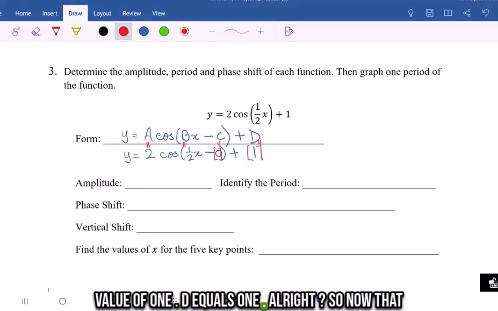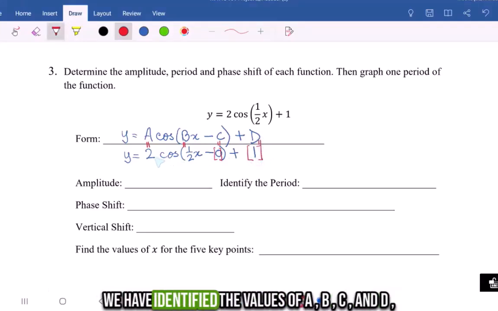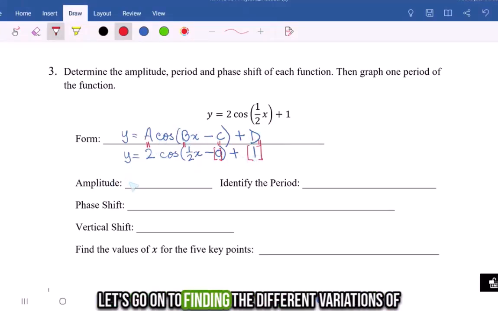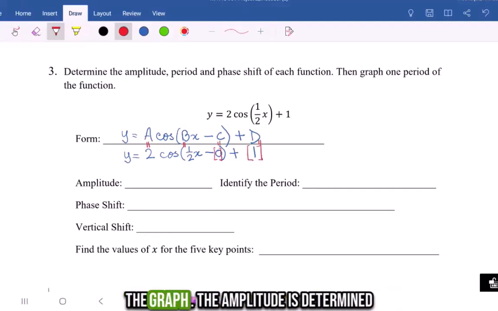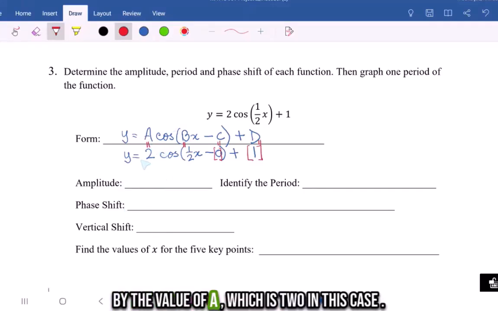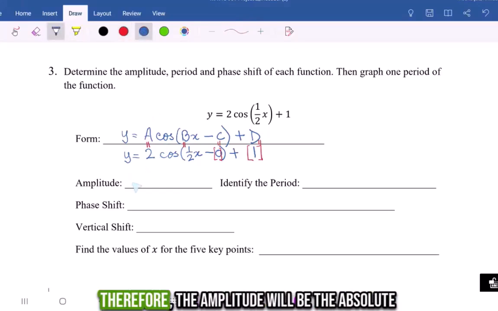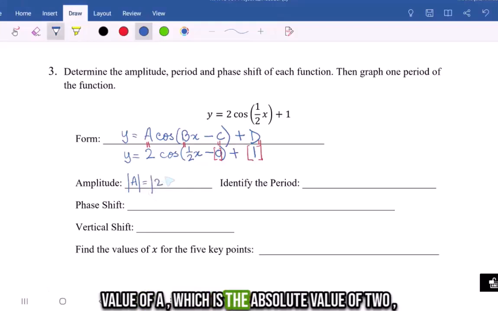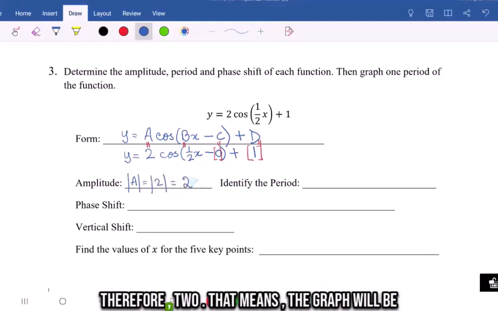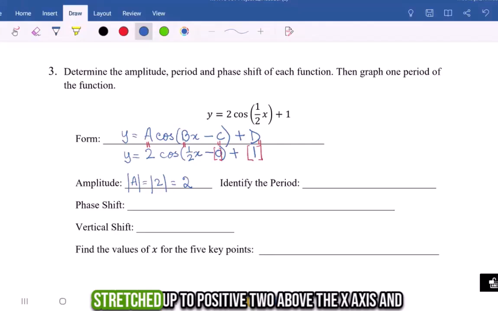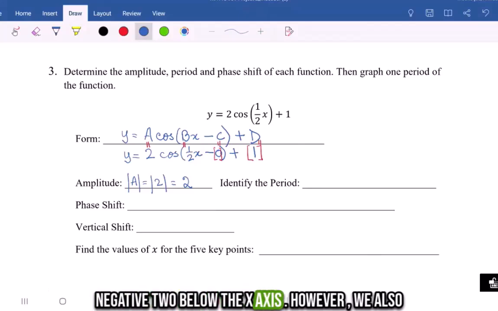D equals 1. All right. So now that we have identified the values of A, B, C, and D, let's go on to finding the different variations of the graph. The amplitude is determined by the value of A, which is 2 in this case. Therefore, the amplitude will be the absolute value of A, which is the absolute value of 2, therefore 2. That means the graph will be stretched up to positive 2 above the x-axis and negative 2 below the x-axis.